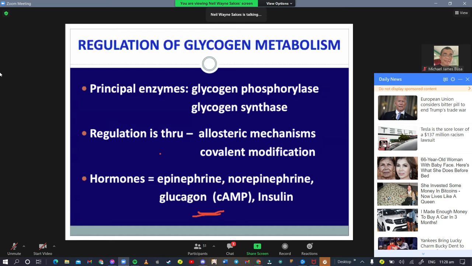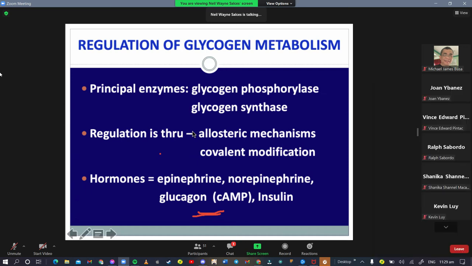So there are regulatory parts in your glycogen metabolism. You have your principal enzymes, which are glycogen phosphorylase and glycogen synthase, and their regulation is through allosteric mechanisms as well as covalent modification. There are regulatory hormones of your glycogen metabolism. This includes epinephrine, norepinephrine, glucagon, cAMP, and insulin.